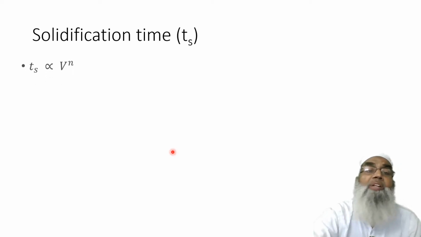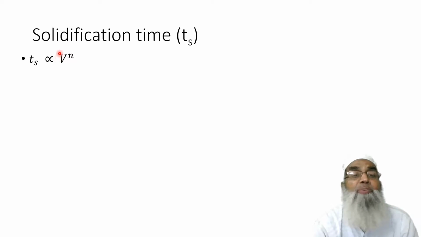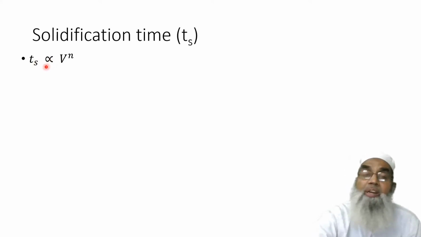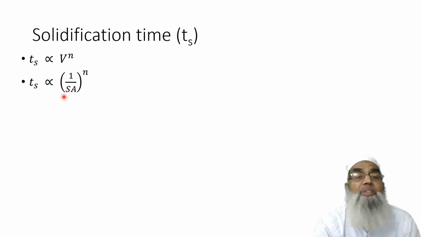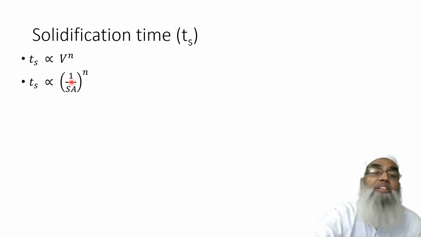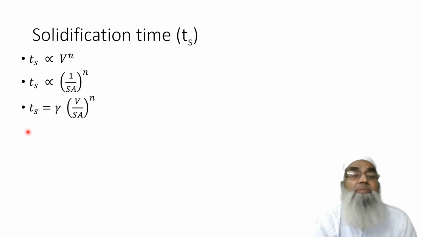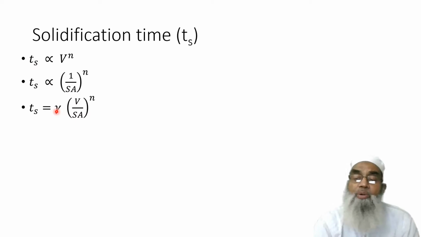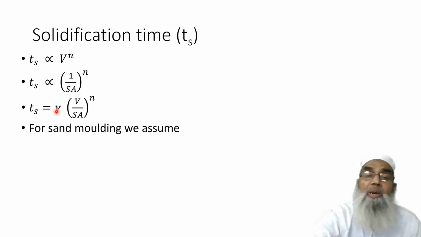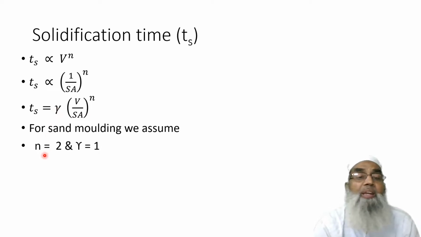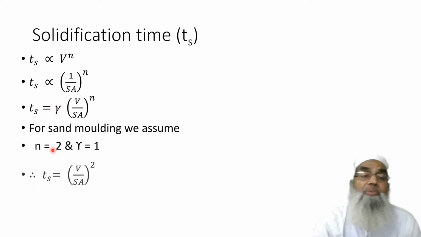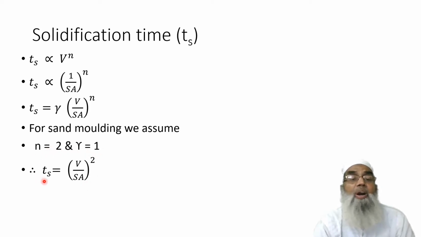Now we can also calculate the solidification time. Solidification time depends upon the volume of the molten metal. More volume will take more time to solidify, less will take less, therefore it is directly proportional, but it is inversely proportional to the surface area. Higher surface area will reduce the solidification time, and this proportionality can be given by this equation. Now for sand molding, we assume that gamma is equal to 1 and n is equal to 2, and therefore the equation will be written for sand molding.